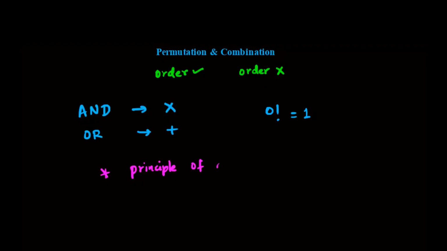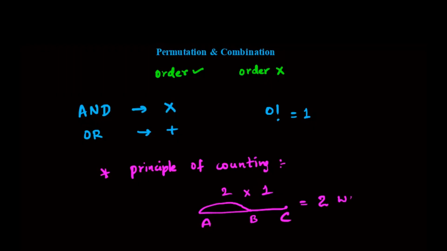So let me reiterate this. The principle of counting basically says, if there are three cities, for example A, B, C, and from A to B you have two ways, and from B to C you have only one way to go. So here two and then "and" is used. So 2 times 1 will be equal to 2. There will be two ways in which you can commute from A to C.